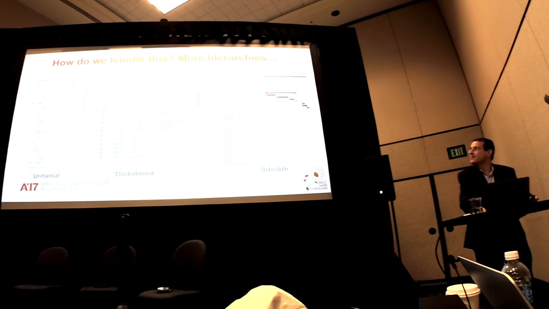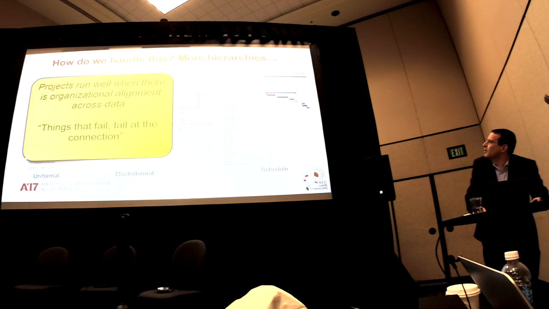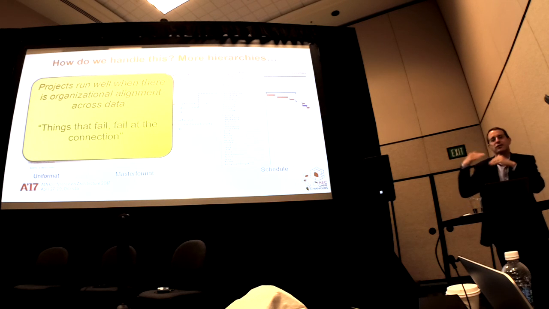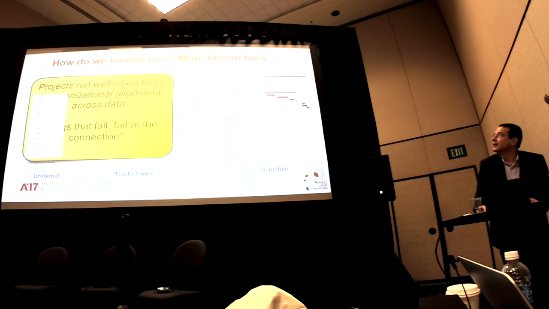So I just want to point out one conceptual way of thinking about this. The goal is to use this hierarchical system information to organize across these data structures, and in some ways come up with alignments between different decompositions that are aligned. One of the takeaways is that projects run well when there is an organizational alignment across different data systems.